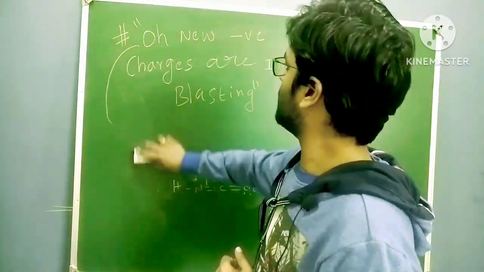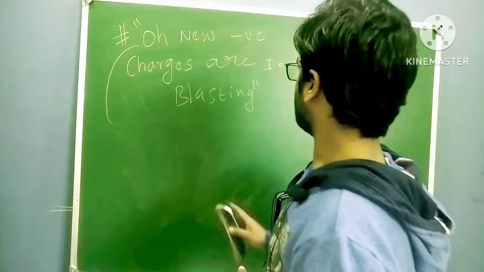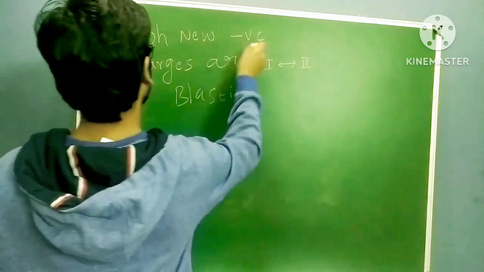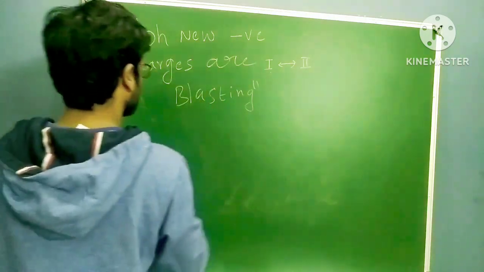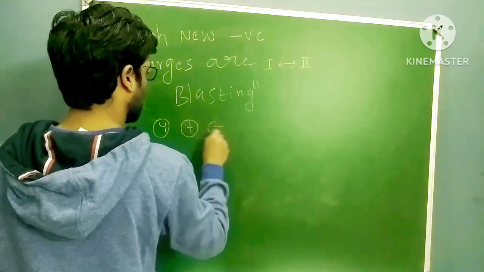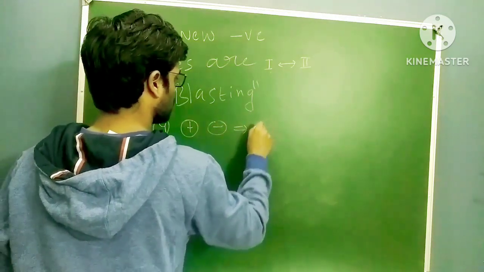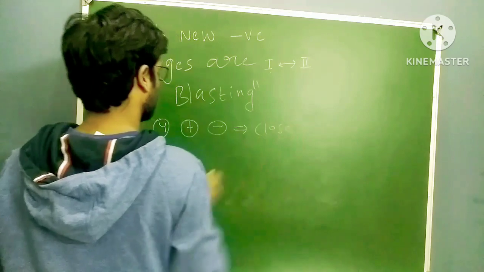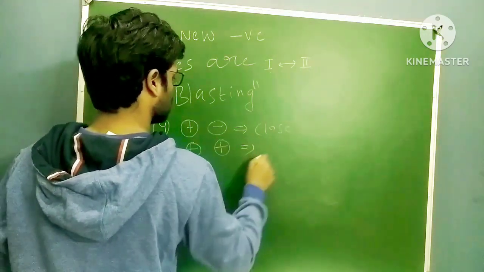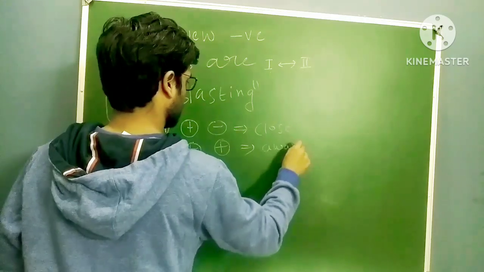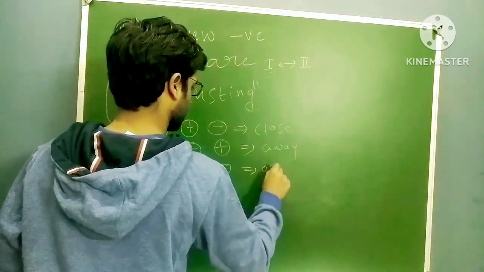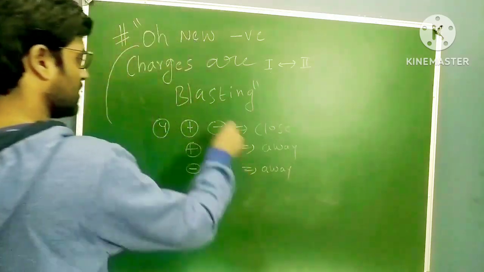After this, the fourth one. What is the fourth one? Charges. If I have opposite charges, they should be close to each other. If I have the same charges, plus and plus, they should be away from each other. Minus and minus also, they should be away from each other. So this is the rule.